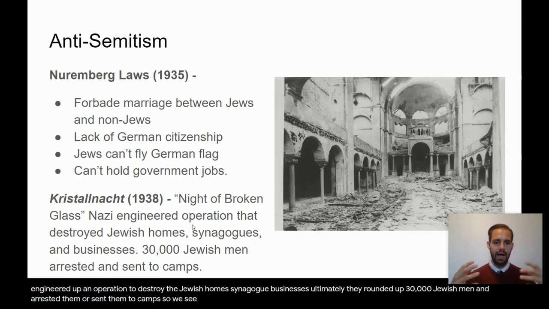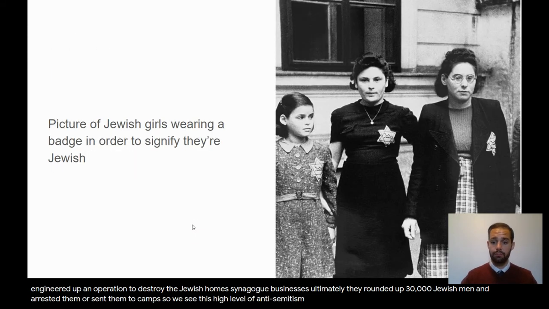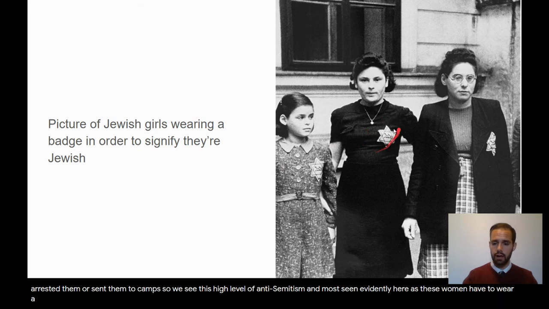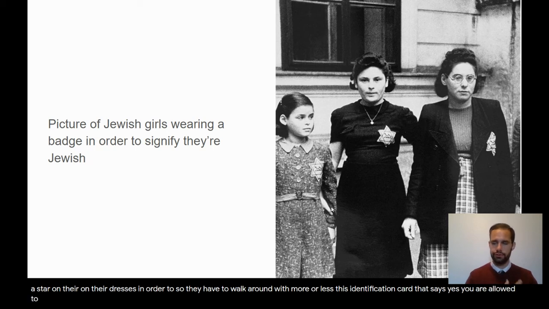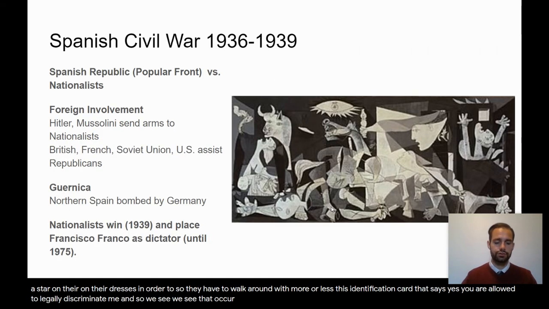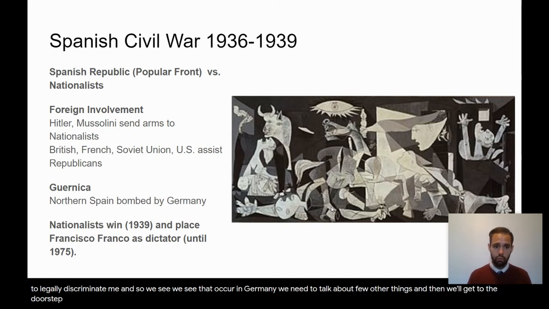So we see this high level of anti-Semitism, most evidently here as these women have to wear a star on their dresses in order to point out that they are in fact Jewish. So they have to walk around with more or less an identification card that says, yes, you are allowed to legally discriminate against me. And so we see that occur in Germany. We need to talk about a few other things, and then we'll get to the doorstep of World War II.